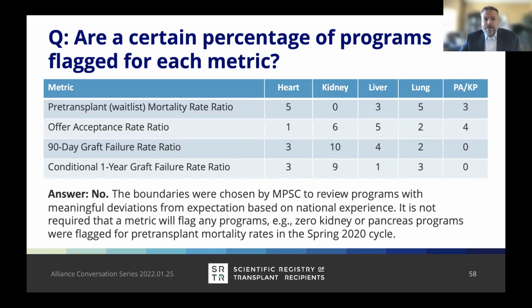That is possible. The metrics do grade on a curve in the sense that they are comparing your experience to what other programs nationally are doing, but the MPSC's criteria does not flag, say, the bottom 5% or the bottom 3% of programs. That's not how that works.